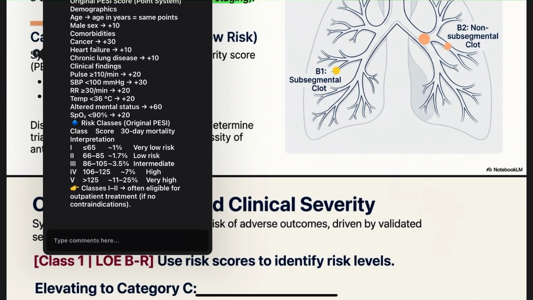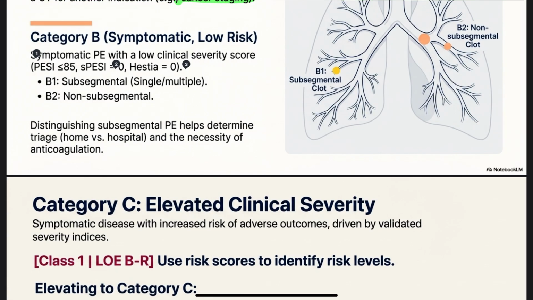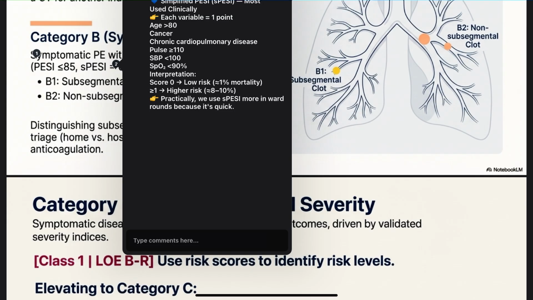Here the age in years, male was given plus 10. Comorbidities like cancer were given 30. Heart failure. So each was given so many points, and classes were classified like 65, 65 to 85 like this. But again, it is very, very difficult to do this on an OPD basis or IPD basis. This score is very big. So now we have a modified simplified PESI score, which is very easy and most used clinically. Each variable is given 1 point: age more than 80, cancer, chronic cardiopulmonary disease, pulse more than 110, systolic BP less than 100, SpO2 less than 90. 0 is low risk, more than 1 is high risk.